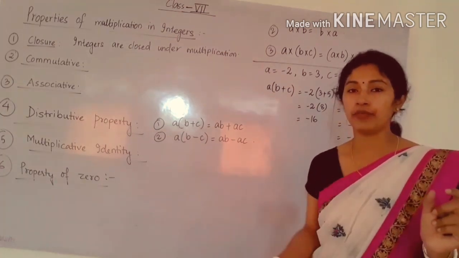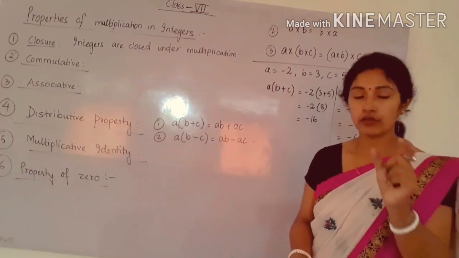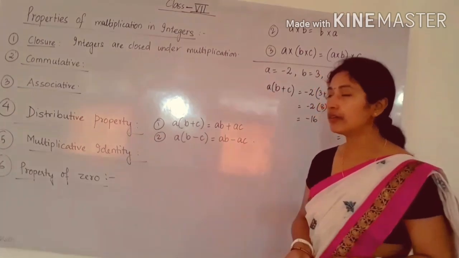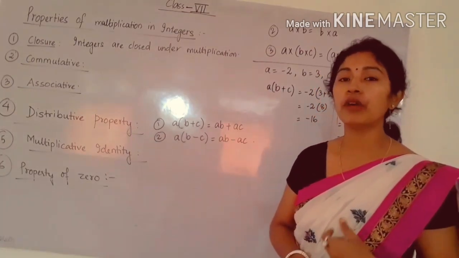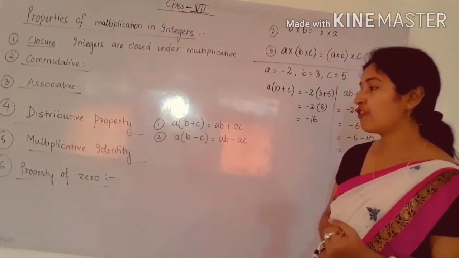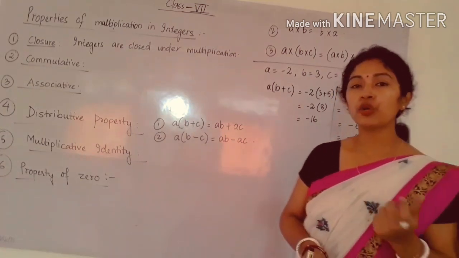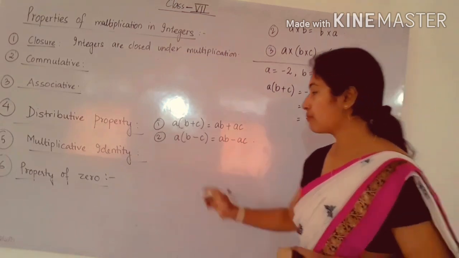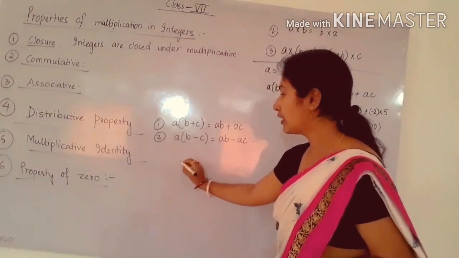Identity means same. So whenever it is written additive, the meaning of additive is addition. And here it is written multiplicative, that means you have to multiply a number to an integer. So what number will we multiply to an integer to get the same number? Yes, the answer is 1.